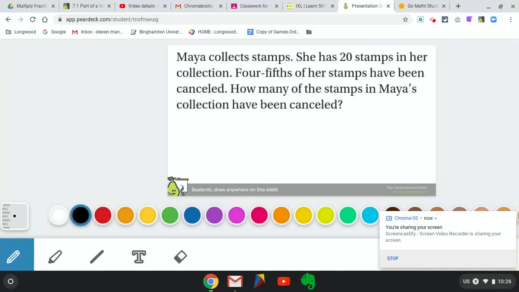We are moving on to a new skill today. We just finished our last unit of adding and subtracting mixed numbers and fractions. So today's Unlock the Problem is as follows. Maya collects stamps. She has 20 stamps in her collection.